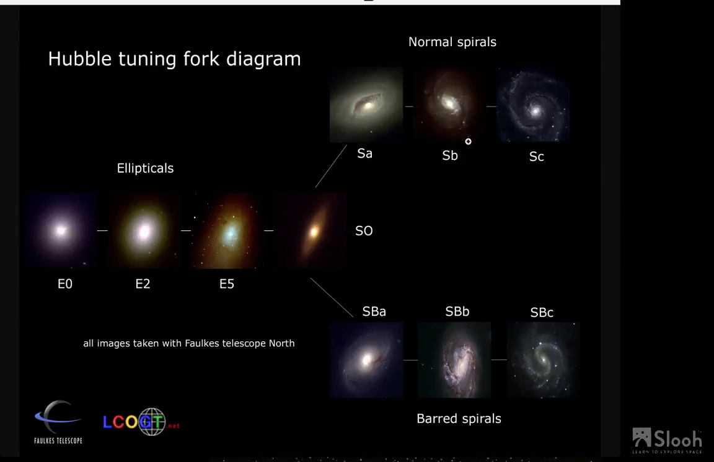We have our normal spiral galaxies, where we have thicker spiral arms, and then we spread out into thinner, wider spiral arms through ABC classifications. And then our barred spiral galaxies, where we have a bar structure running through the center that the spiral arms come off of. So this is just another example of the different types of galaxies that you might see.